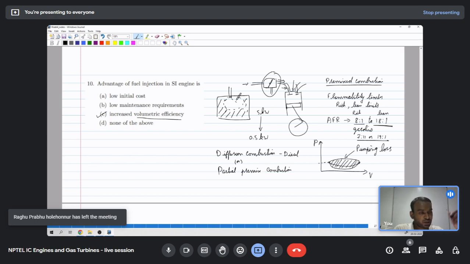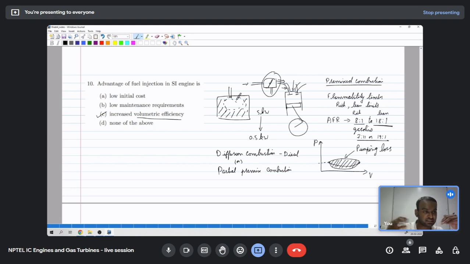When you have a throttle and restrict the passage, you end up with pumping loss, because you are sucking the air inside with some restriction in the intake path. Because of this you have a pumping loss, and you will also have low volumetric efficiency.